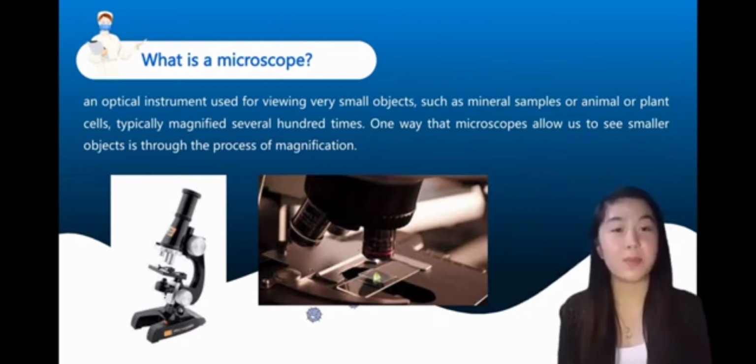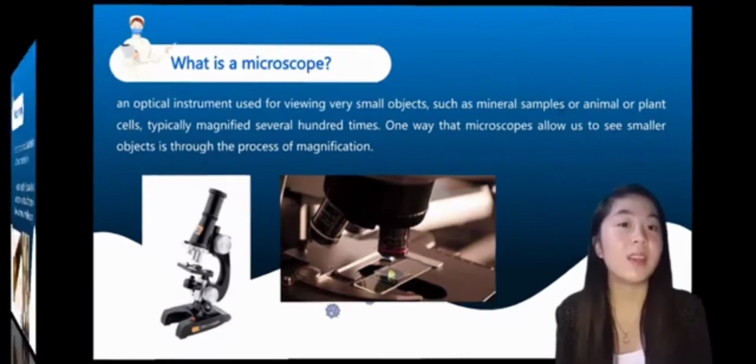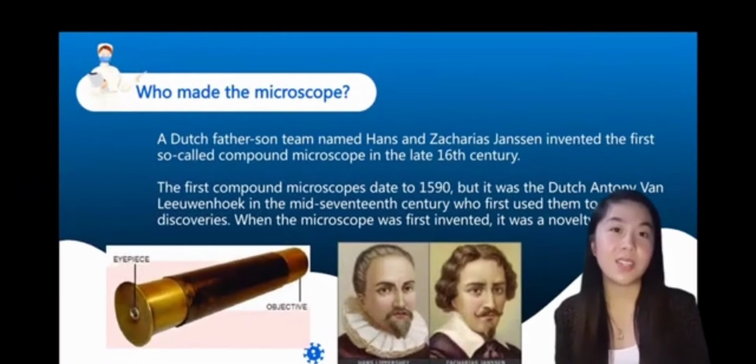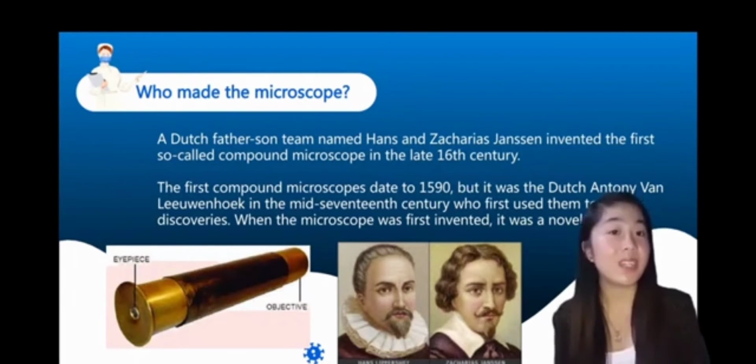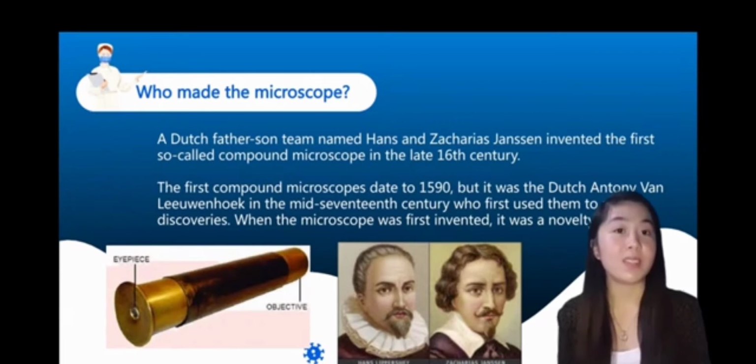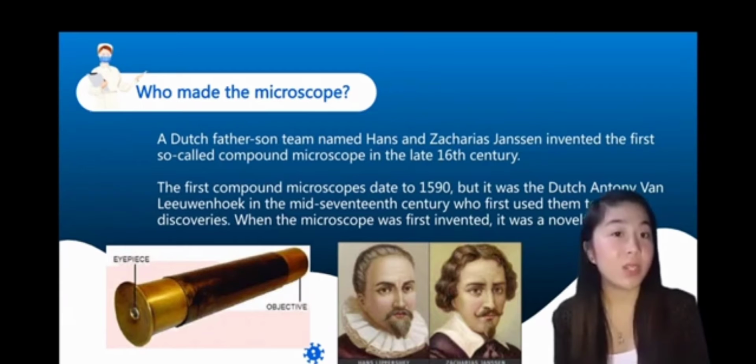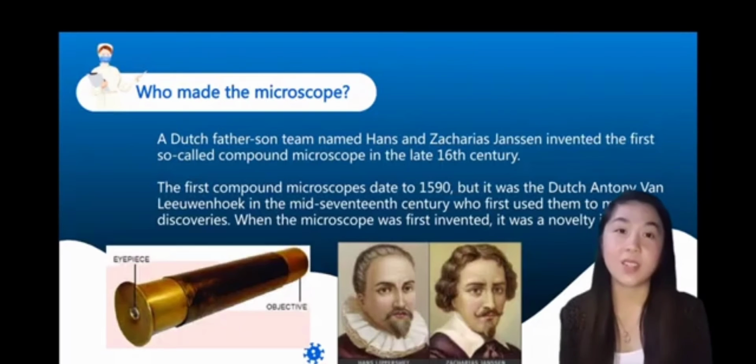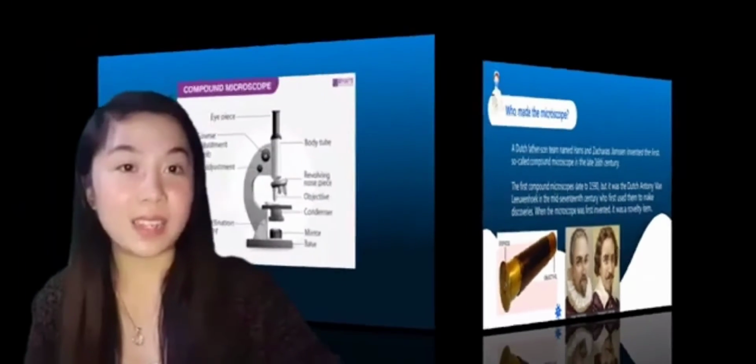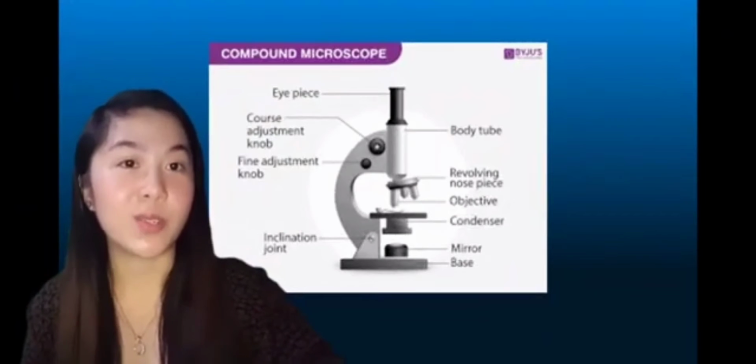Before we proceed to the parts of the microscope, let us recall who made the microscope. A father-son team named Hans and Zacharias Janssen invented the first so-called compound microscope in the late 16th century. The first compound microscope dates to 1590, but it was the Dutchman Anthony van Leeuwenhoek in the mid-17th century who first used them to make discoveries. That's why Anthony van Leeuwenhoek is named the father of the microscope. When the microscope was first invented, it was a novelty item. That is an example of a compound microscope.